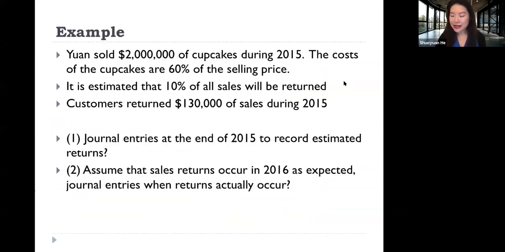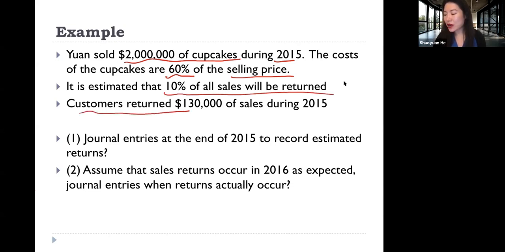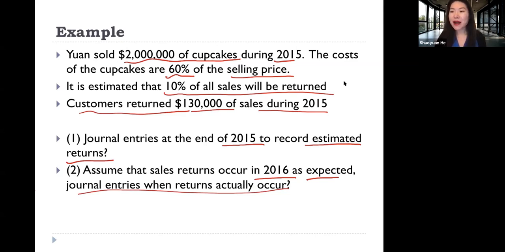Now let's look at an example. If I sold 2 million of cupcakes during 2015, the net cost of cupcakes is 60% of the sales price. It is estimated 10% of all sales will be returned, and the customer returned 130,000 of sales during 2015. What is the journal entry at the end of 2015 to record estimated return? Assuming sales return occurs in 2016 as expected, what is the journal entry when the return actually occurs? Please take 5 minutes, try to work on this example, and you can pause your video for now.